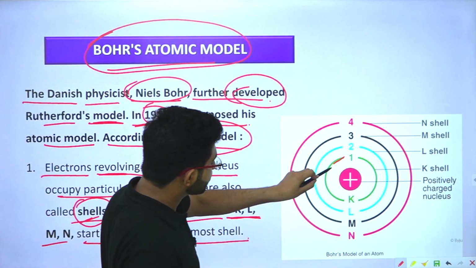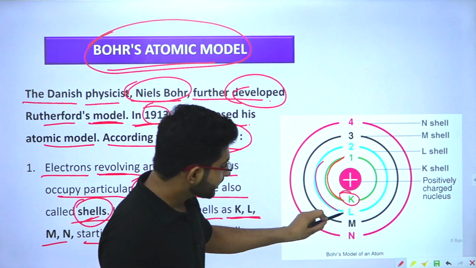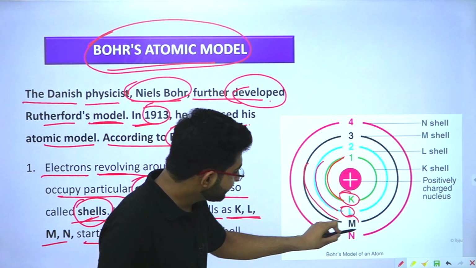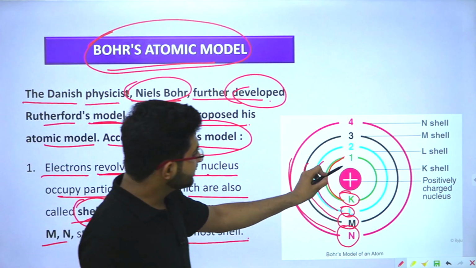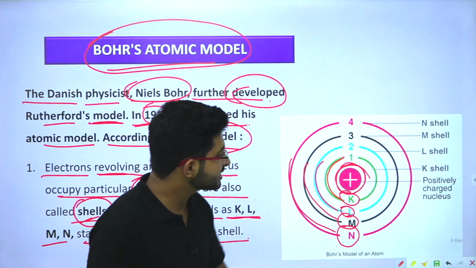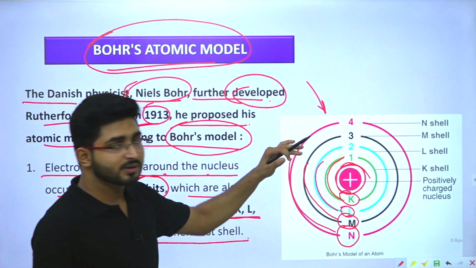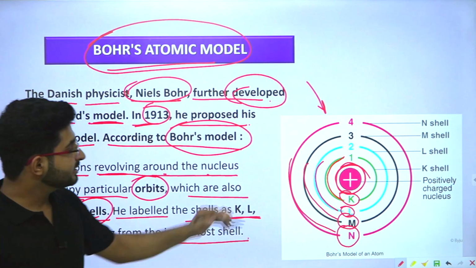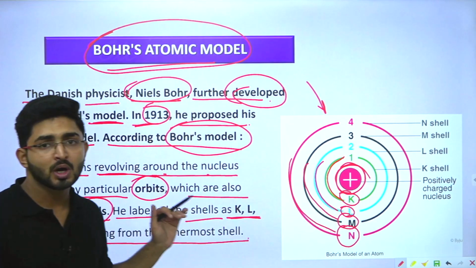This one is the innermost shell. You can see here, this one is K shell, then L, then M, and then N. This was Bohr's atomic model. This is the nucleus which consists of positively charged protons, and these 4 are orbits, or we can say these 4 are shells, and these 4 shells were named as KLMN according to Niels Bohr.